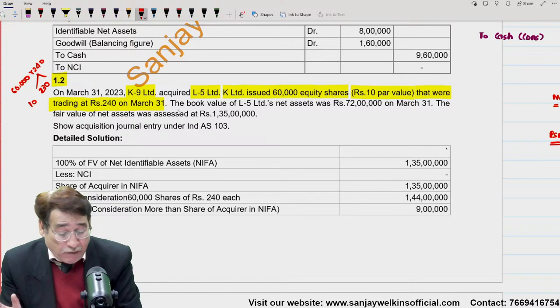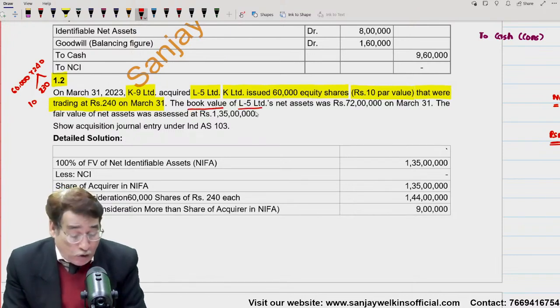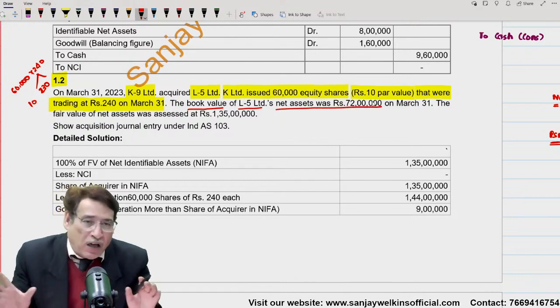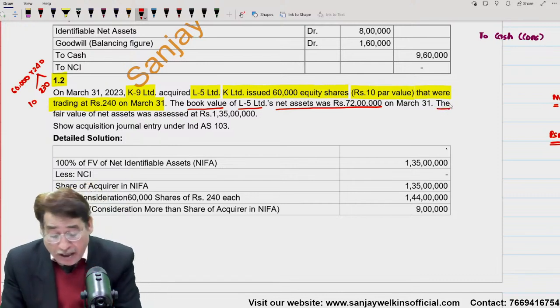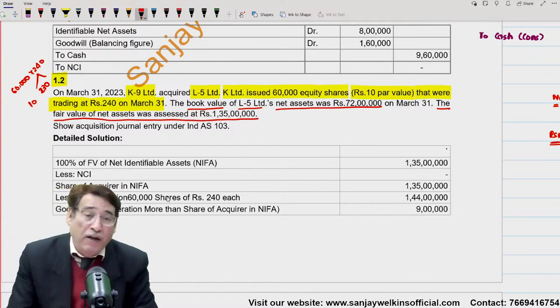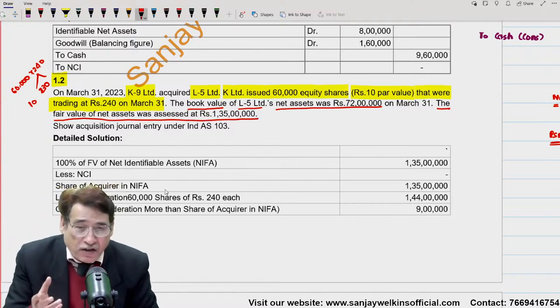Now further it is given, pay attention, book value of the acquiree company's net assets was 72 lakh. This line is irrelevant for us because we are concerned with the fair value. It is given that the fair value of the net assets was assessed at 135 lakh. In this case, fair value is 135 lakh.